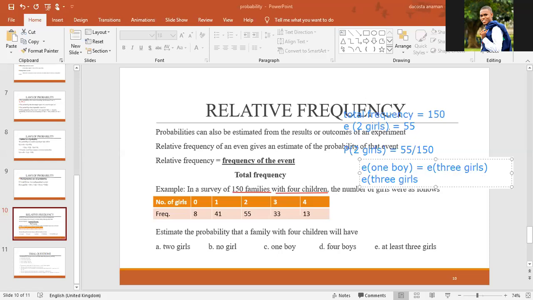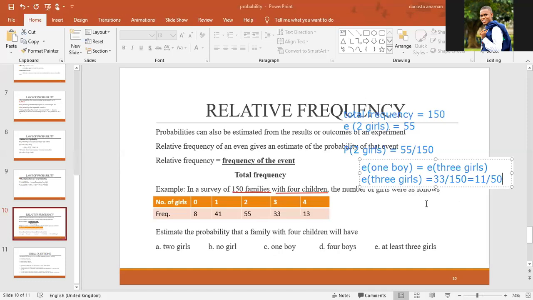So the event of having one boy is the same as the event of having 3 girls, which is what? 33. So we have 33 divided by what? 150. And that will give us 11 over 50. I hope you get it. Good. Kudos to those who got it. Those who didn't get it, better luck next time.